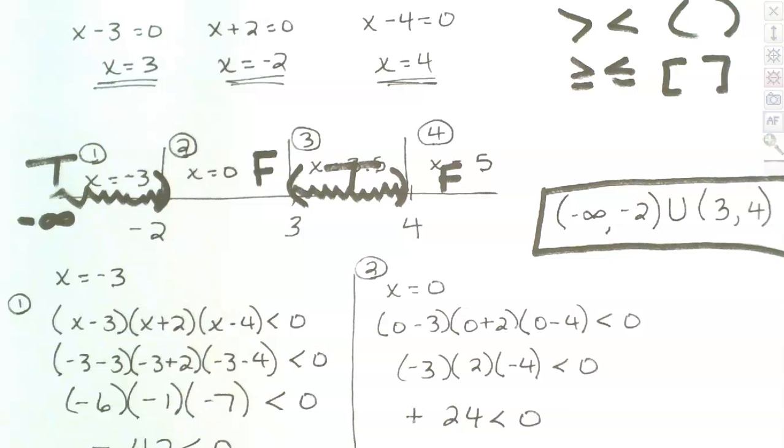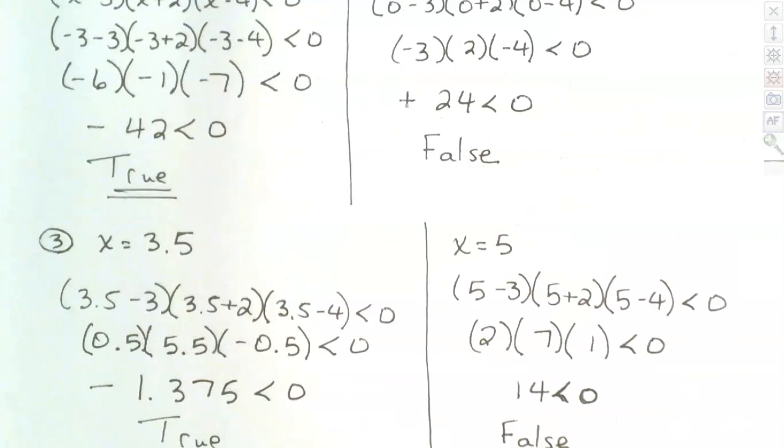The most that you're ever going to have is 3 critical points. And again, most of the time they switch back and forth. True, false, true, or false, true, false, but not always. So you have to be very careful with those. Make sure you check all the regions.